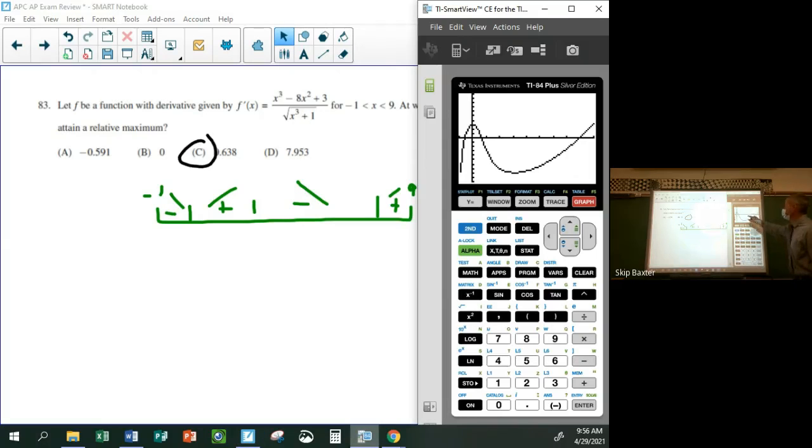How come you didn't actually find that value? It's the only one that's needed. Yeah, so don't waste your time, right? You don't have to actually find that value if you can see on your graphing calculator that it's between 0 and 1, and that's the only choice that's between 0 and 1. That's it. So, good job. Any questions on that?